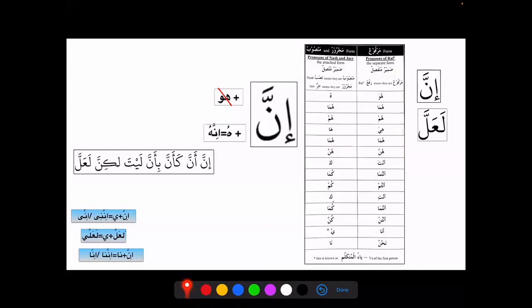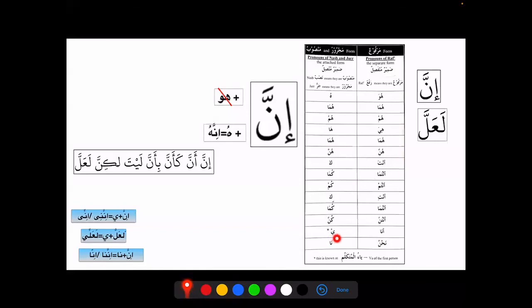innahu, innahuma, innahum, innaha, innahuma, innahunna, innaka, innakuma, innakum, innaka, innakuma, innakunna.